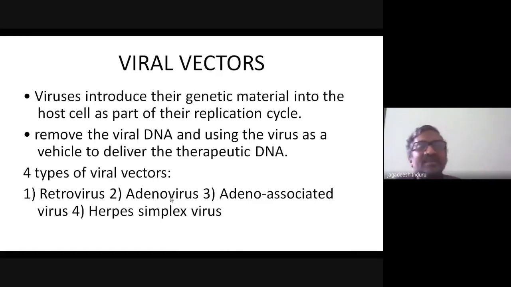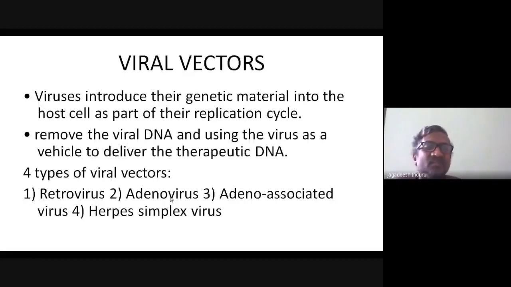Now, in viral vectors, there are 4 types of vectors. One is retrovirus, another is adenovirus, the third is adeno-associated virus, and the fourth is herpes simplex virus. So these 4 viruses are there. Don't get confused. We are going one by one and going a little bit deeper. Now you focus on this particular viral vector, and we have these 4 viral vectors.